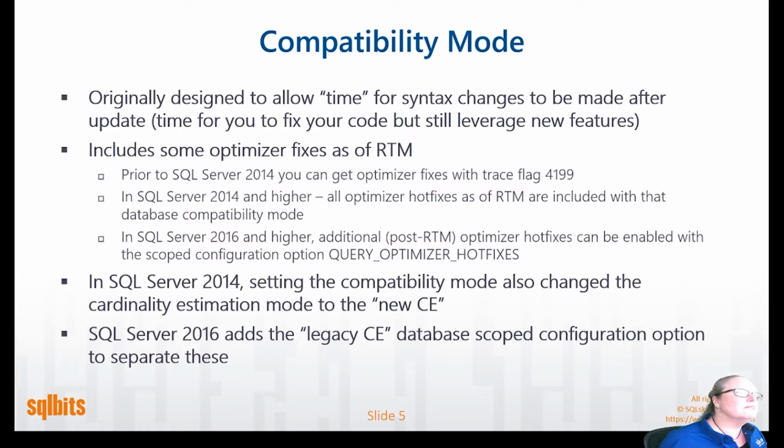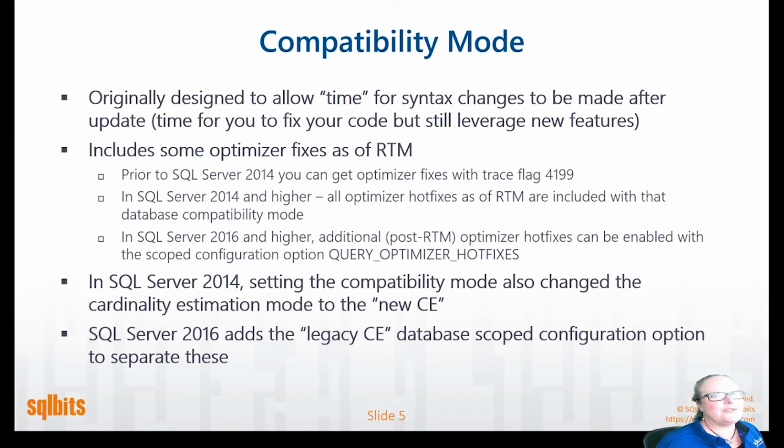Now, this has gotten more complicated over time because they've added in things like optimizer fixes and so forth. So over time, they changed essentially a little bit about what compatibility mode did. And in 2014, they made the biggest change to it. And I'm actually not that big of a fan of this. I wish that cardinality estimation had not been thrown into compatibility mode. I love that in 2016, it's separated and is now better set through a scoped configuration option.